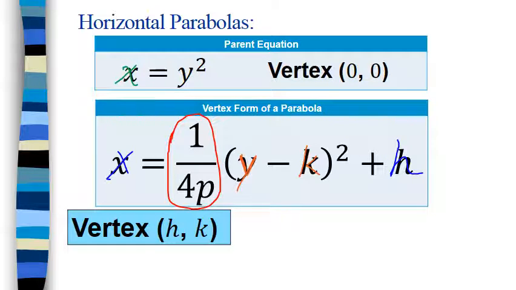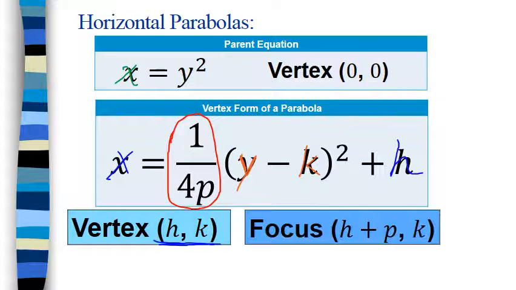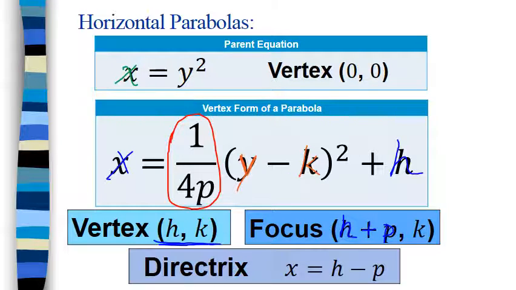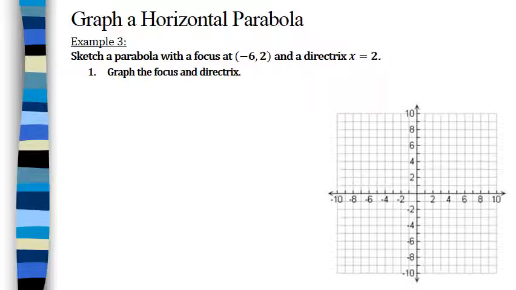Just as before, our vertex will remain the same, h, k. But in the case of a horizontal parabola, our focus is going to change the x value. So it's going to be h plus p, k. And our directrix is going to be x equals h minus p. Okay, go ahead, pause the video and read the problem, graph the focus and directrix.